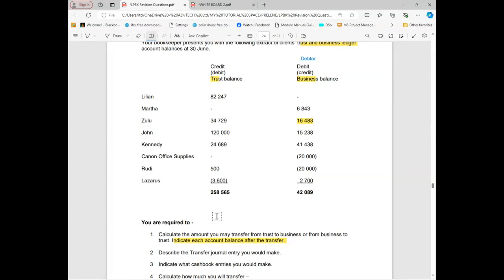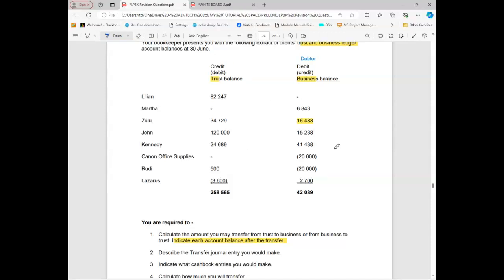Similar to Mr. Kennedy. Can you see Kennedy? But how will you approach Kennedy? Kennedy has a similar approach. So here we see that what he owes us is in excess of what he has. So we can only transfer what he can actually pay us. Which is how much?